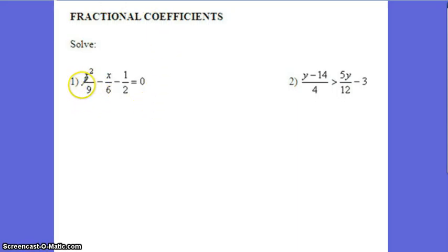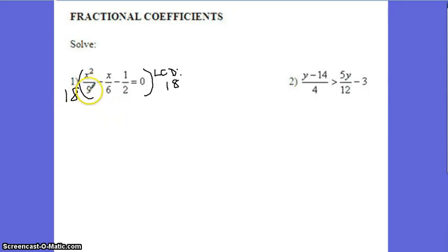Alright, so for this problem, when you look at 9, 6, and 2, you need to figure out what your LCD for those fractions is. The LCD for 9, 6, and 2 would be 18. That's what we're going to multiply through by to eliminate all the fractions. Now I know there are other ways of doing this problem, but I would like you to follow this pattern because when we put variables in the denominator, this is going to be your only option.